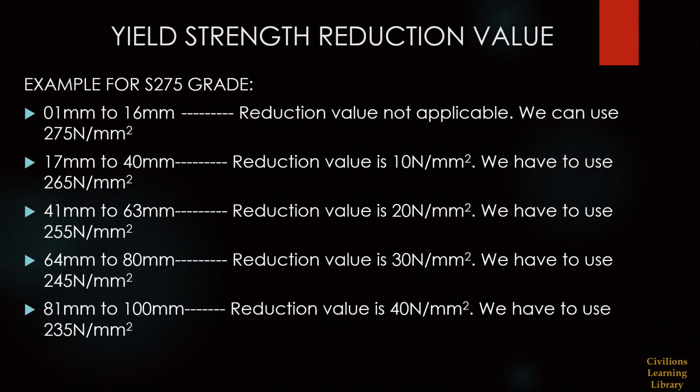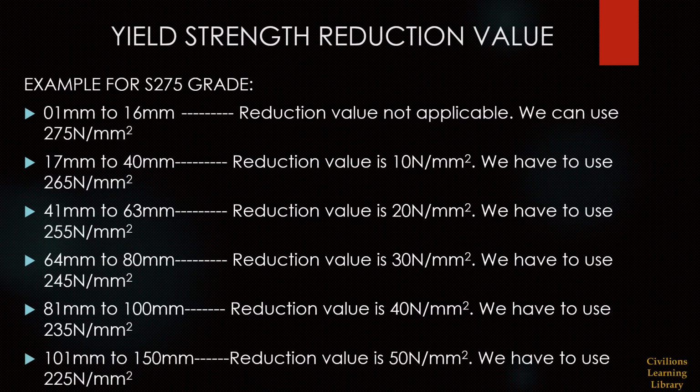For plate thickness 81 to 100 mm, the reduction value is 40, and the design value is 235 Newton per mm square. For 101 to 150 mm, we have to reduce 50 Newton per mm square, and for design purposes, we have to use 225 Newton per mm square.